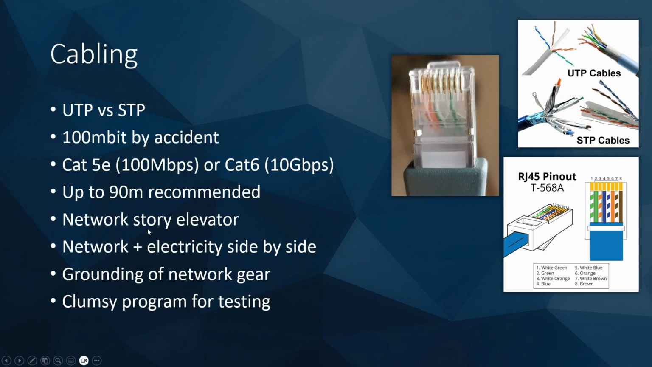electricity cables together with the Ethernet cables, network cables, and when the elevator was moving, it used so much energy that it made interference with the network cables. So with network and electricity cables side by side, try to keep them at least a few centimeters apart when you're installing cables in the venue.